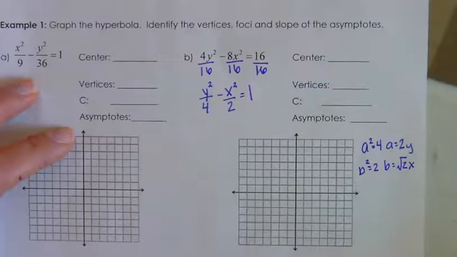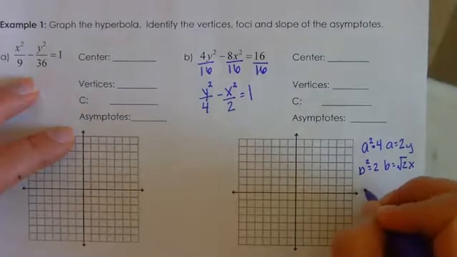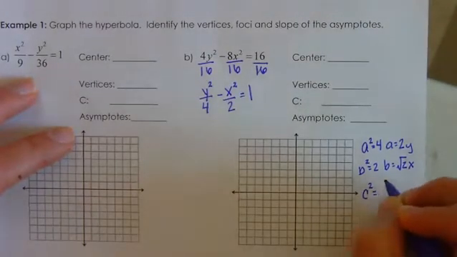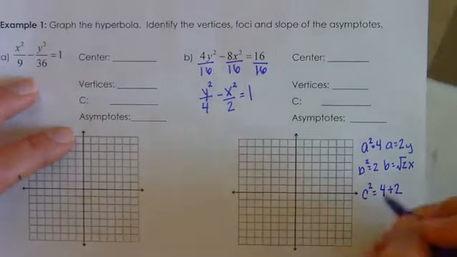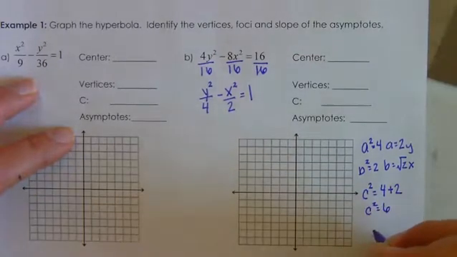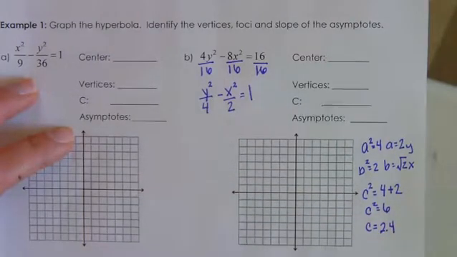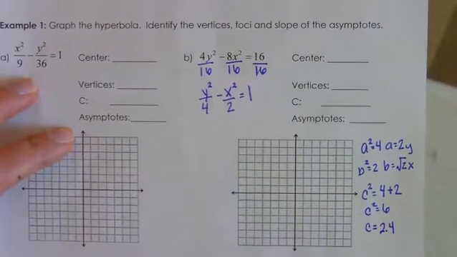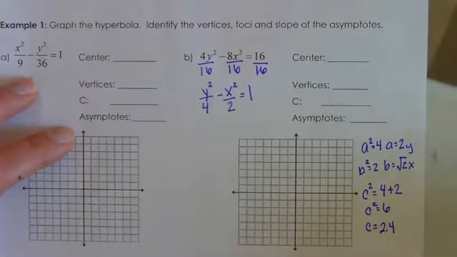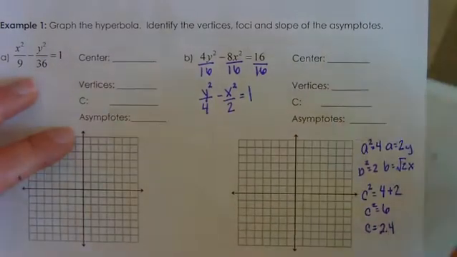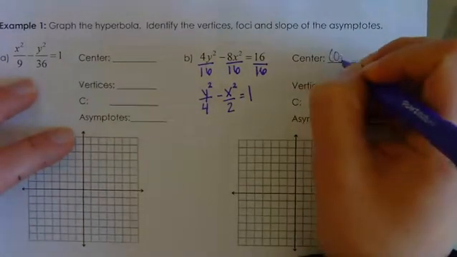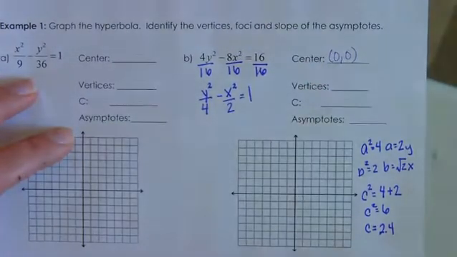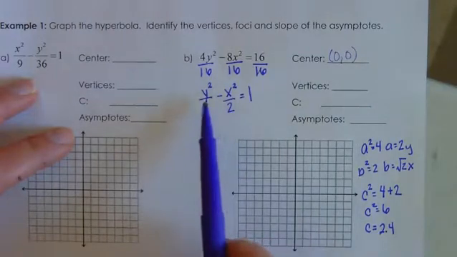Now if I want to figure out my C value, I'm going to use my foci equation. C squared equals A squared, which is 4, plus B squared, which is 2. So that tells me that C squared is 6, which means that C is about 2.4. We're just going to go to 1 decimal there. Okay, so we can start sketching this. We can see that the center is going to be at 0, 0, because there's nothing in parentheses with those x's and y's.